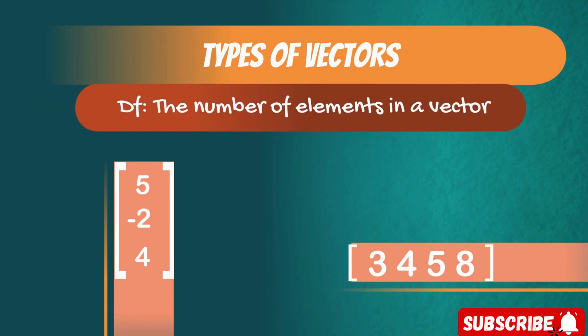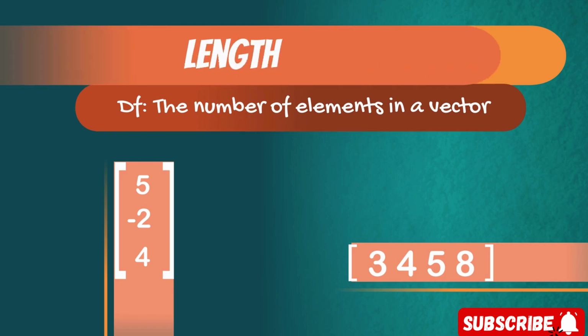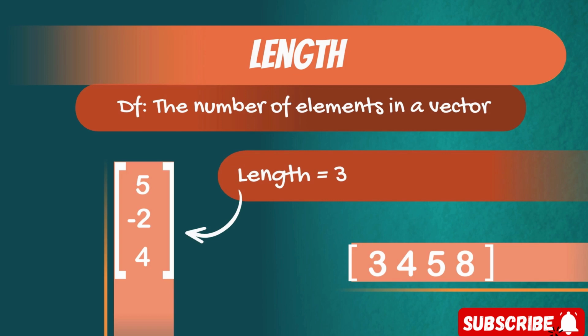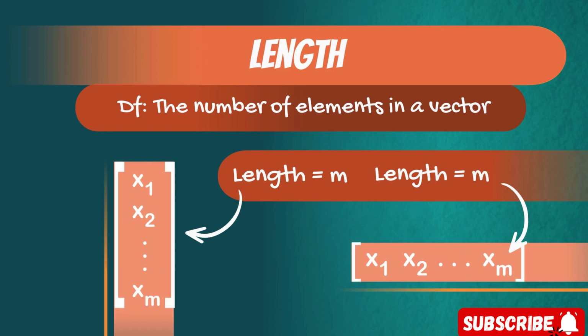Often, we are interested in the number of elements a vector contains. We refer to that number as the length of the vector. The first vector we saw had a length of 3, while the second one, a length of 4. Okay, great! In the general case, a vector's length can be designated as m.